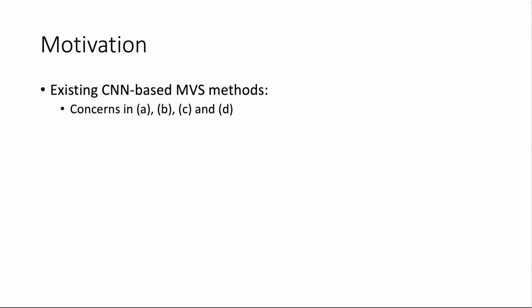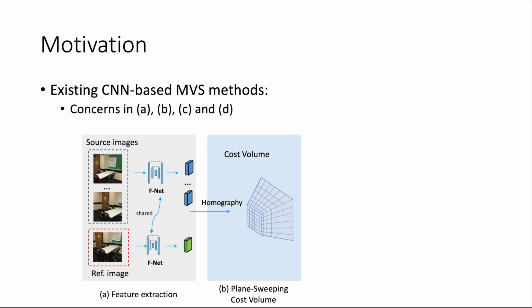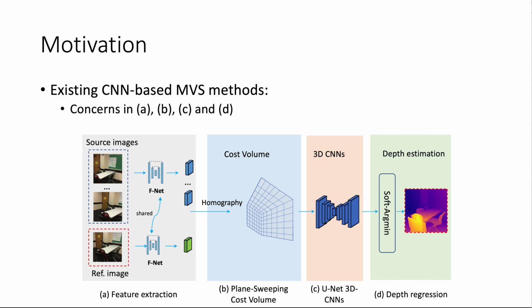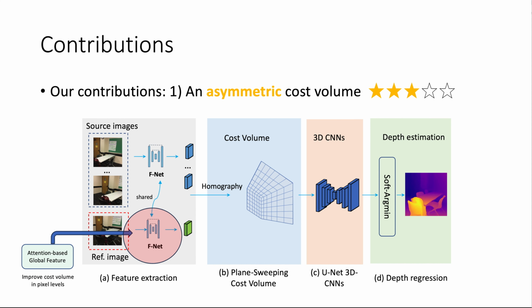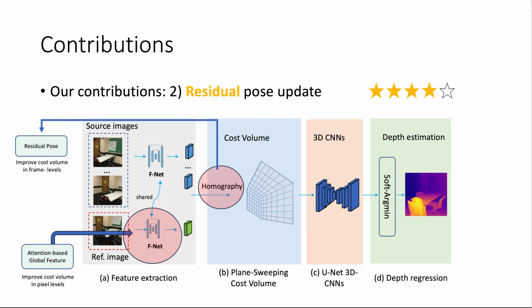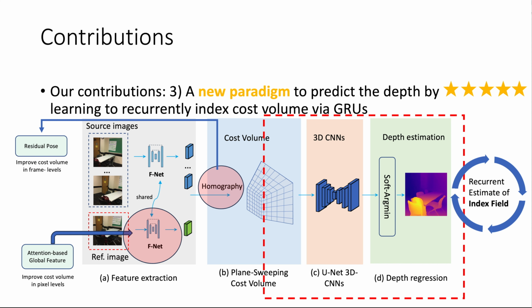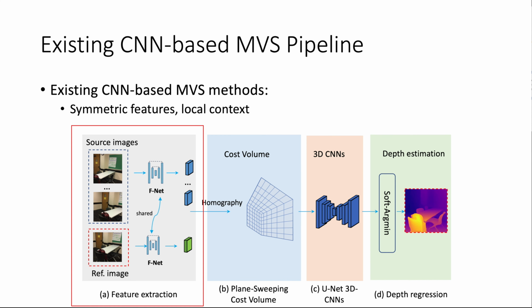To solve several concerns of existing MVS methods on feature extraction, cost volume construction and optimization, and depth estimation, our method is proposed with three contributions, including an asymmetric cost volume by a transformer block, a residual pose net to correct the relative poses, and a new paradigm to predict the depth by learning to recurrently index cost volume via GRUs. Let's have a look again at the pipeline of the existing CNN-based MVS methods.